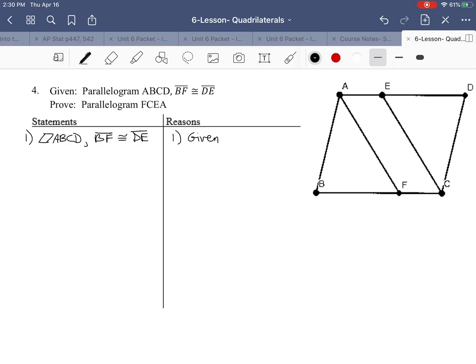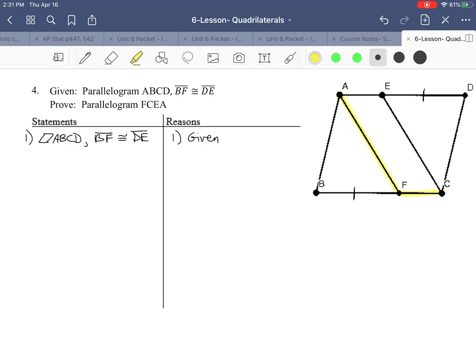All right. So BF is congruent to DE. And we know the whole figure here is a parallelogram. And we need to prove that FCEA is also a parallelogram.